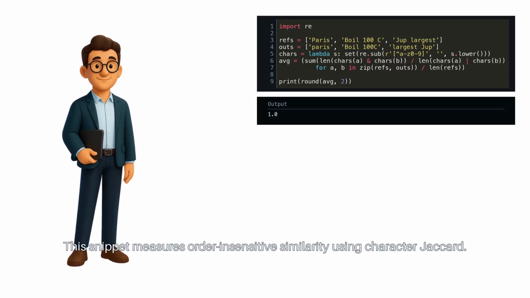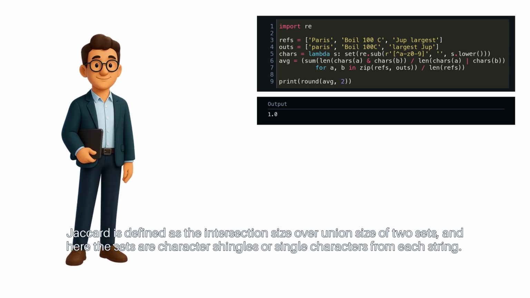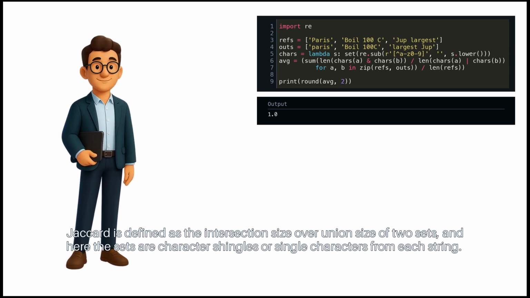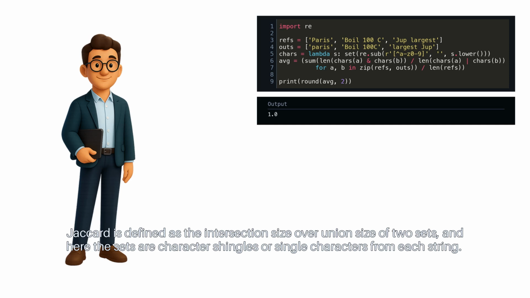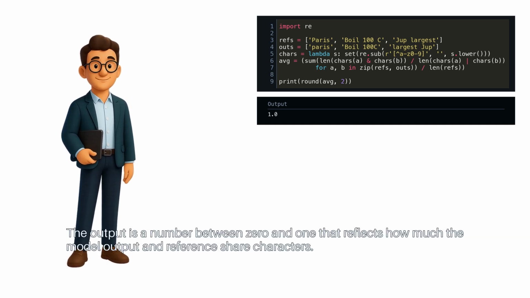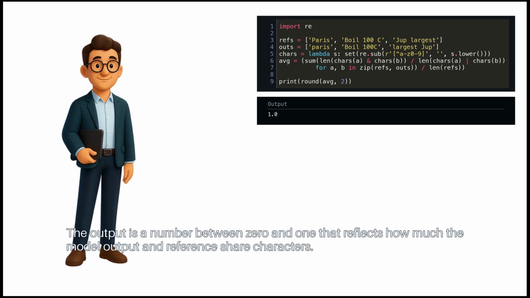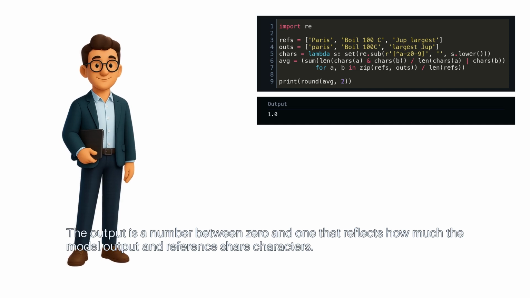This snippet measures order-insensitive similarity using character Jaccard. Jaccard is defined as the intersection size over union size of 2 sets. And here, the sets are character shingles or single characters from each string. The output is a number between 0 and 1 that reflects how much the model output and reference share characters.